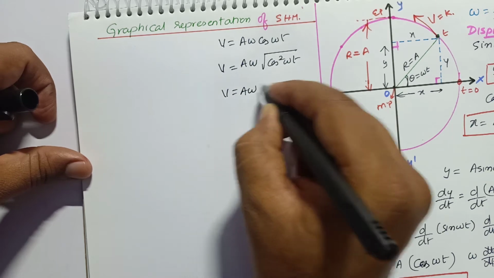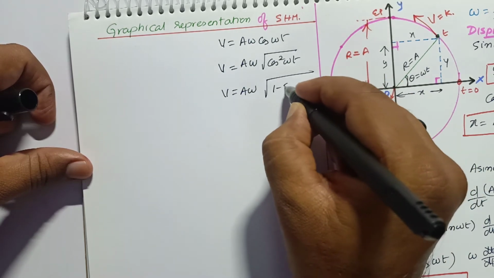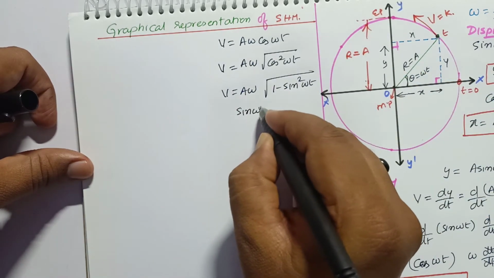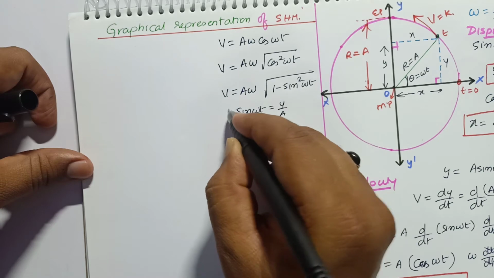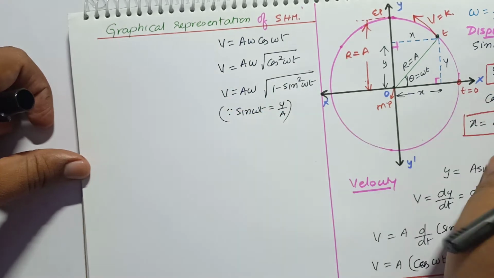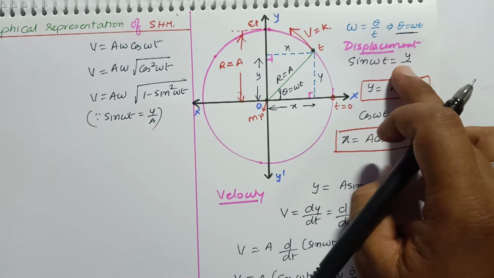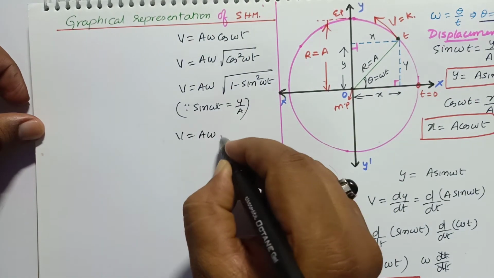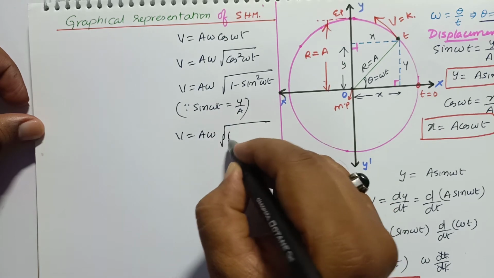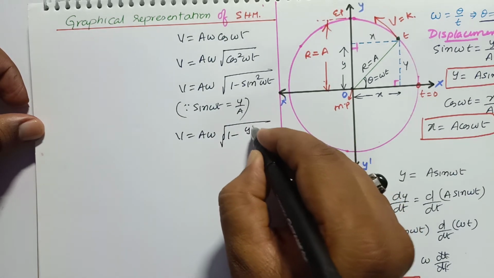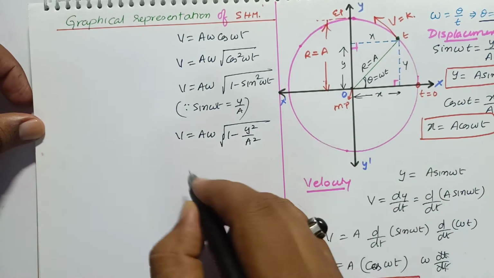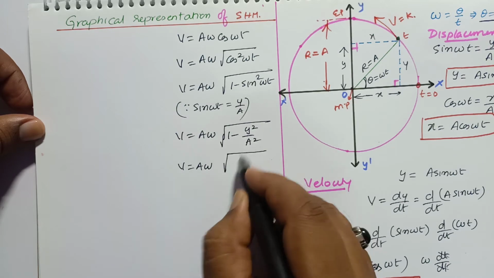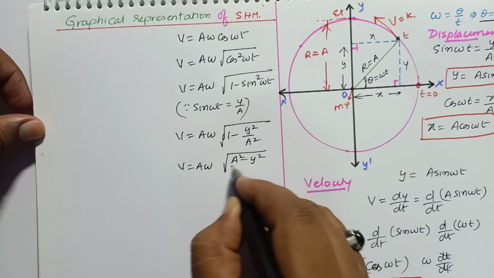So v is equal to a omega, and cos square omega t can be written as 1 minus sin square omega t. And you all know sin omega t is equal to y by a. Since sin omega t is y by a, you substitute here now. So v is equal to a omega square root of 1 minus sin square omega t. Sin square omega t means y square by a square. So v is equal to a omega square root of (a square minus y square) by a square.